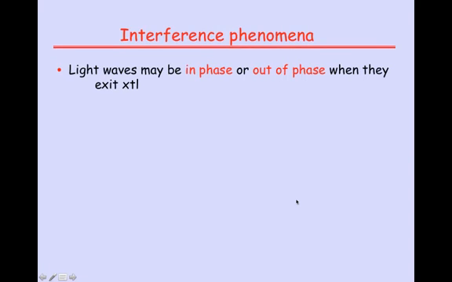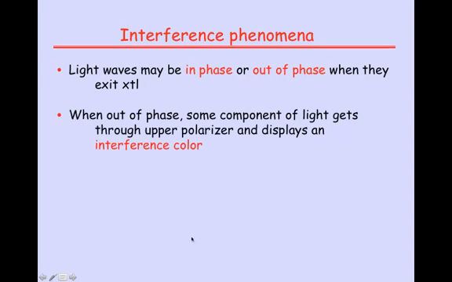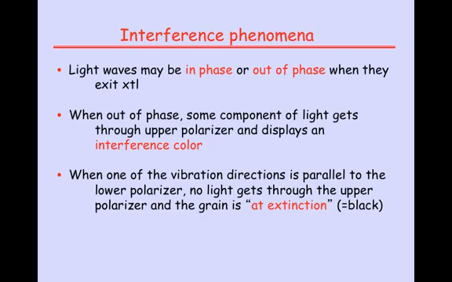Okay, so light waves could be in phase or out of phase when they exit the crystal. When they're out of phase, some component of the light gets through the upper polarizer and displays an interference color. And when one of the vibration directions is parallel to the lower polarizer, no light gets through the upper polarizer, and the grain is at extinction, or it looks black.